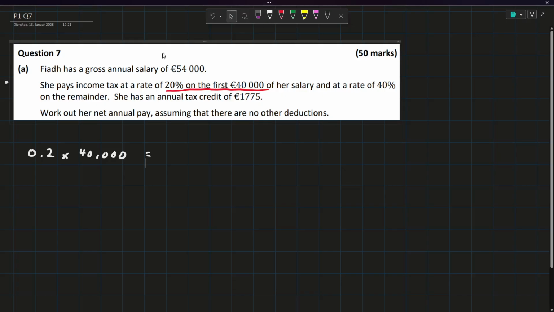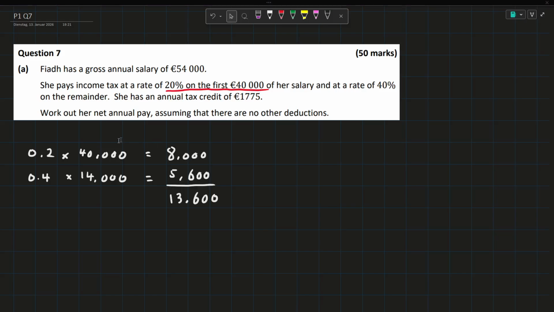So if we look, he earns 54,000. If you take 40,000 away from that, that means there's 14,000 above 40,000. And on that 14,000, we have a rate of 40%, so we'll have 0.4 times 14,000. So for the 20% of 40,000, we get 8,000. For the 40% of 14,000, we get 5,600. Add that together, and the total tax is 13,600.